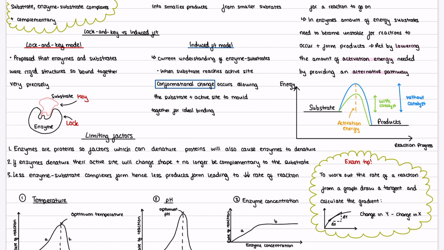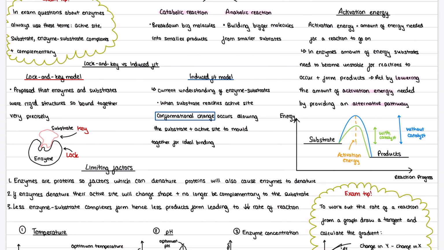Enzymes are catalysts, which means they lower the activation energy needed by providing an alternative pathway. Activation energy is the amount of energy needed for a reaction to take place. Therefore, enzymes lower the amount of energy needed for substrates to become unstable in order to form the products. This diagram shows you the substrate, the products, and the activation energy needed, both with and without a catalyst.